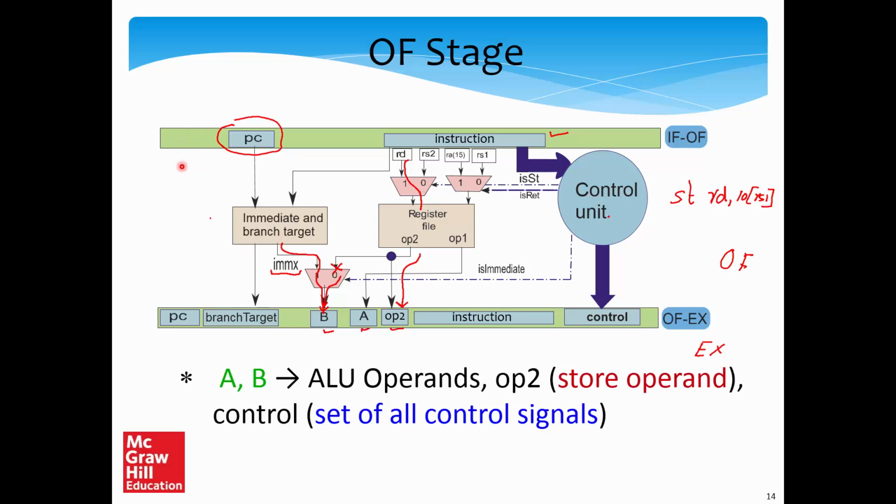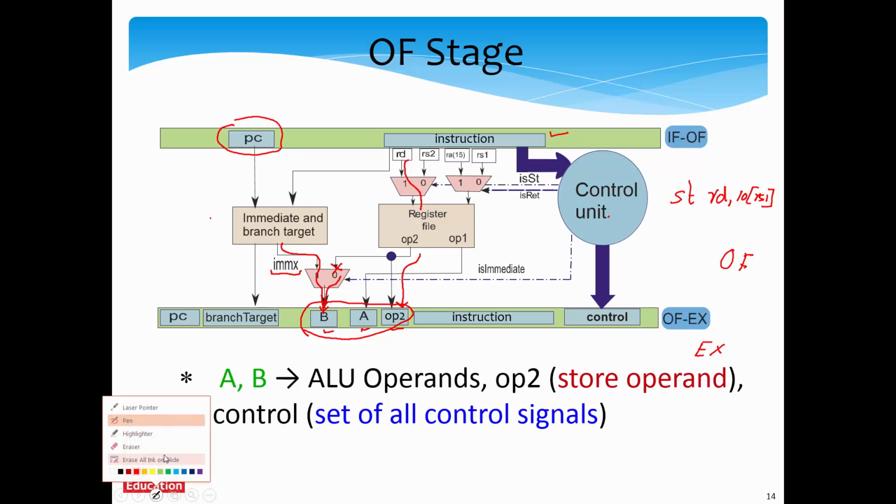We did not have the pipeline latches, so we were not storing intermediate values. In this case, what are the intermediate values that we are trying to store in the pipeline registers? Well, the intermediate values that we are trying to store are B, A, and OP2. These are values which have either come from the register file or from the immediate unit.